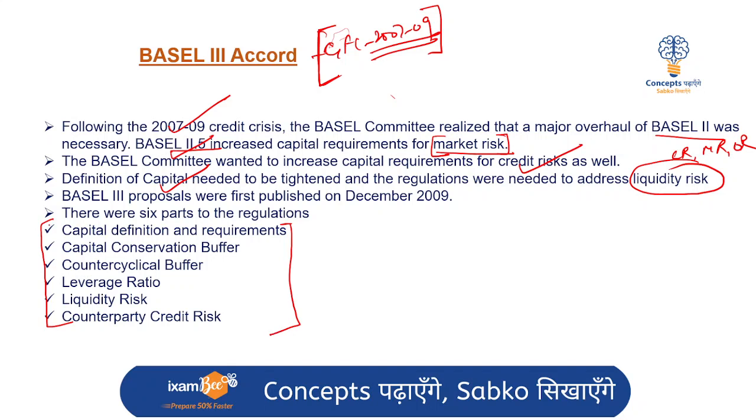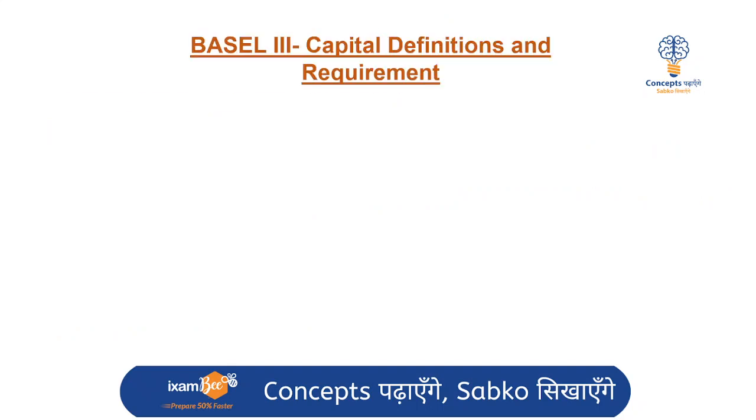So if you have any descriptive question, for exams like RBI Grade B and all, once you get a question on Basel 3 norms, if you define these according to all these changes and aspects, then it will give a better picture and better understanding that you know the depth of it. So that's where it should be. So the 6 parts start with capital definition and requirement.